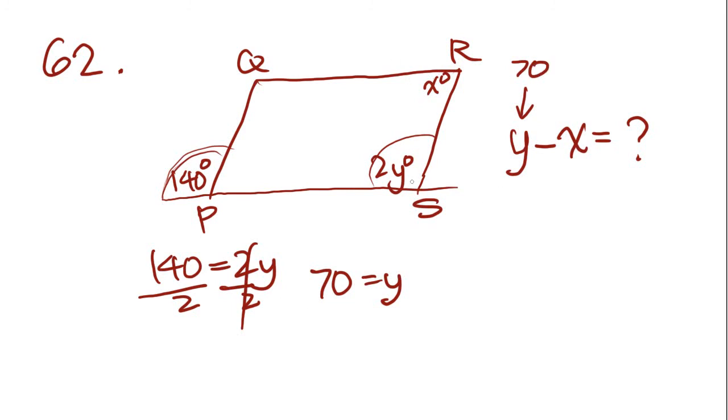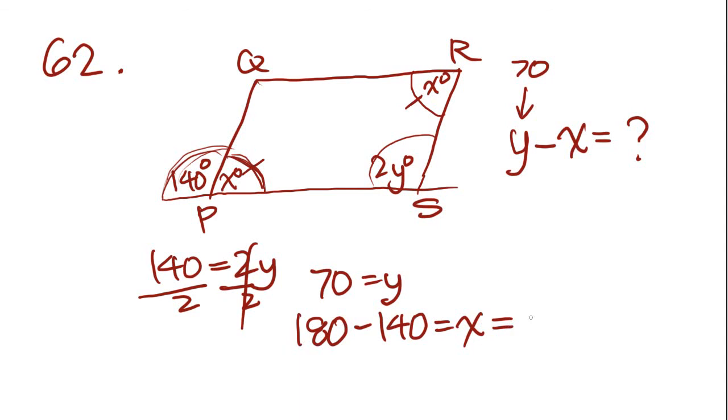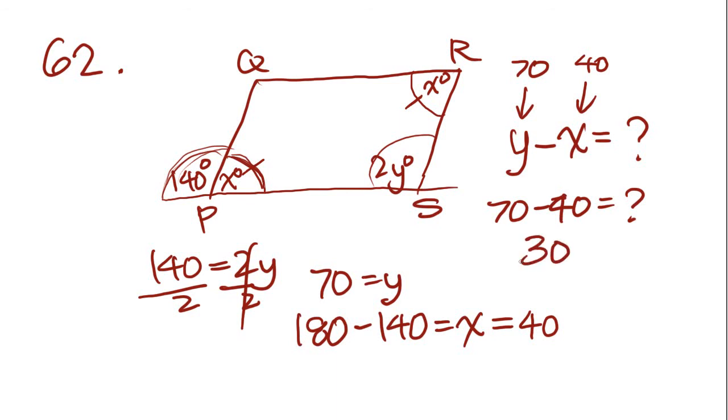Now what's x? Well, we know that when you take this angle and add it to this angle here, you get 180. So this angle also is the same as this angle. So essentially this is x degrees. So we know that 180 minus 140 equals x. And what does that equal? That equals 40. So we'll plug in 40 here. So basically the question becomes 70 minus 40 equals what? And that should give you the answer 30. And 30 is answer choice A.